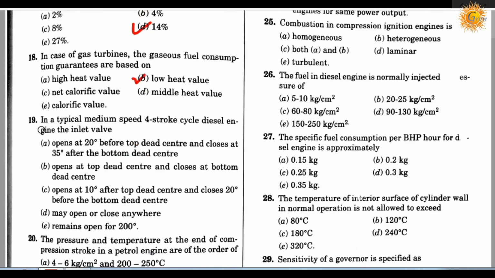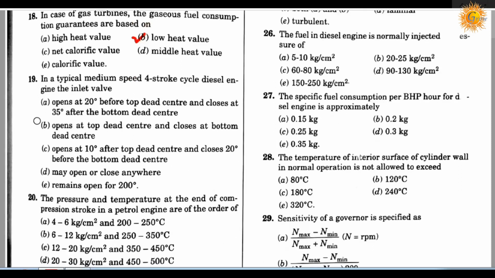Question number 19. In a typical medium speed 4-stroke cycle diesel engine, the inlet valve, option A, opens at 20° before top dead center and closes at 35° after the bottom dead center, option B, opens at top dead center and closes at bottom dead center, option C, opens at 10° after top dead center and closes at 20° before the bottom dead center, option D, may open or close anywhere, and option E, remains open for 200°. So the correct answer is A.